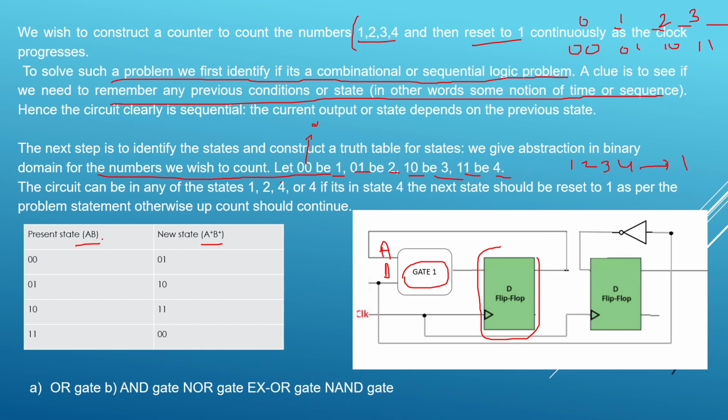So this is the present state and this is the new state. I think you all have heard about this. I think Professor Gandhi has told you. This is a D flip flop, right? This is D and this is Q.